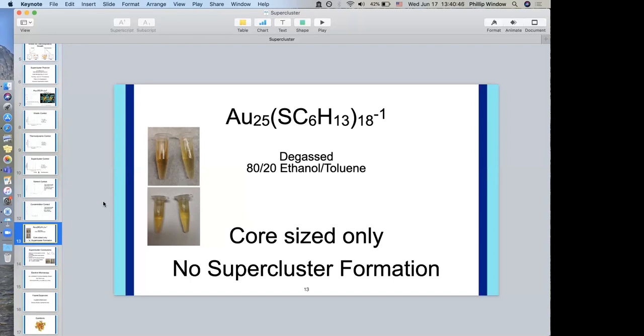The way that I've looked at it for most of this is that the hexanethiolate ligand is very unstable for gold 25.